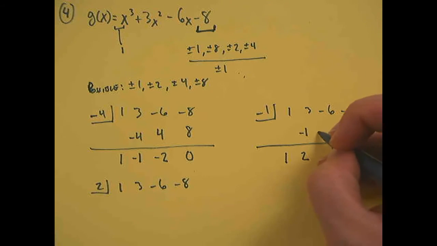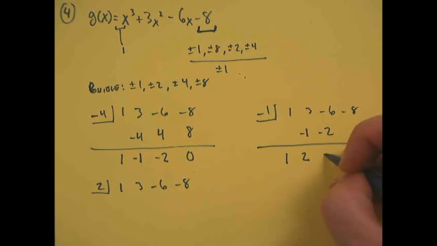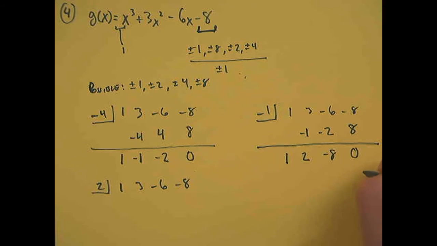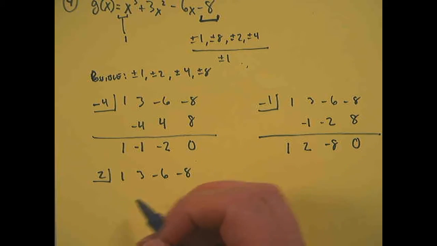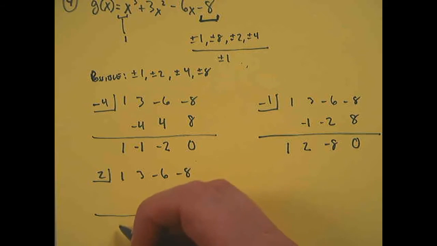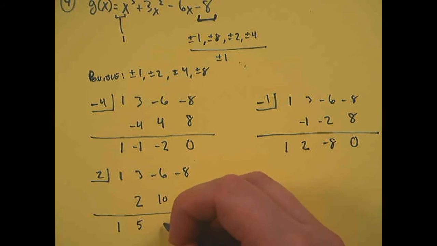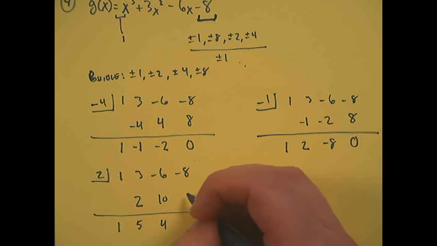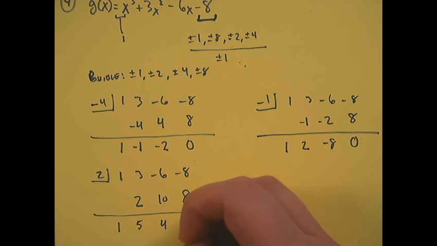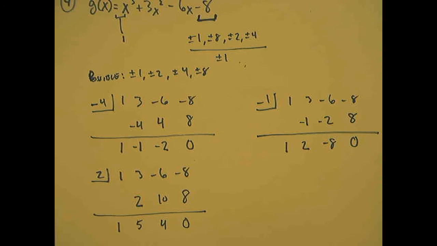Bring down the 1. 1 times negative 1 is negative 1. Adding, we get 2. Multiplying, we get negative 2. Adding, we get negative 8. Multiplying, we get positive 8. Adding, we get 0. So negative 1 is also a zero of this function. And then lastly, bring down the 1, multiply, add them, multiply, add them, multiply, and add them.